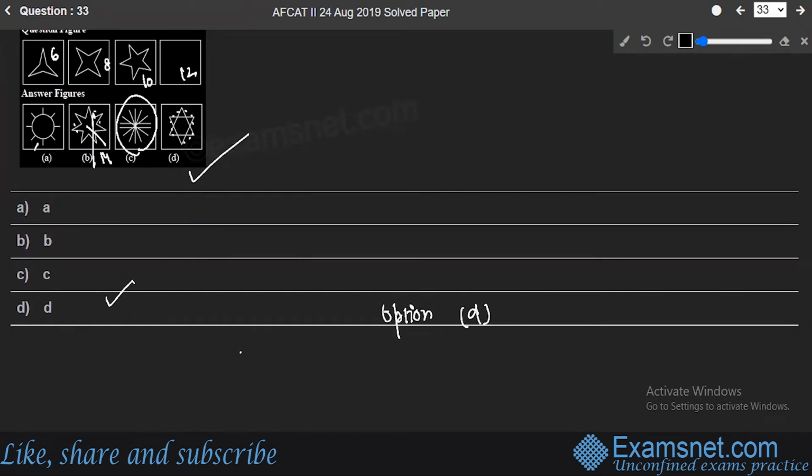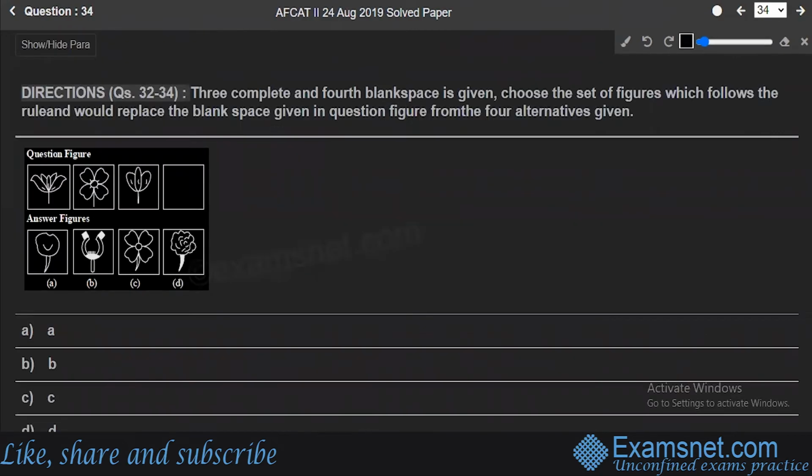In this question, what was the rule? That the number of sides increased by 2, right? So let's start with question number 34. You have to fill in what will come in this question mark. You are given certain flowers and you have to correspondingly see what will be filled in this empty space.